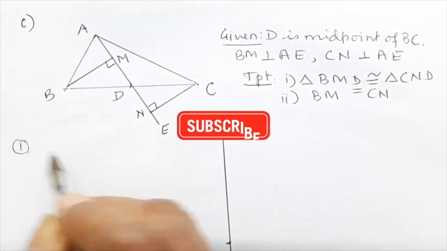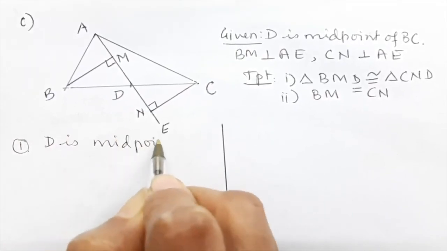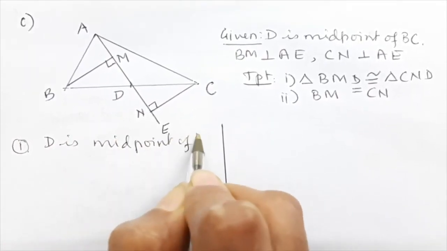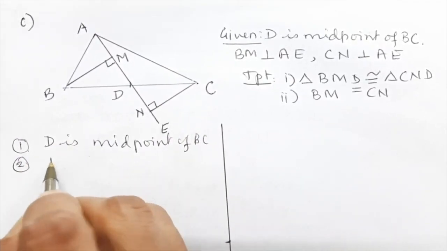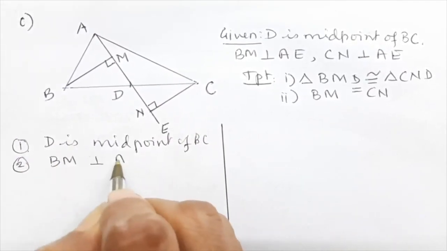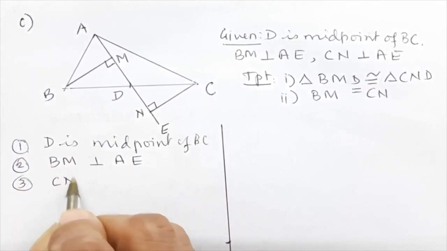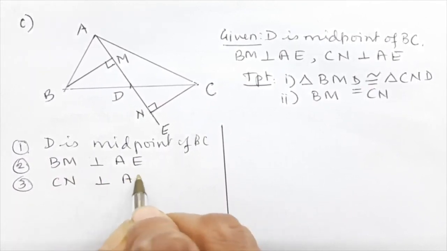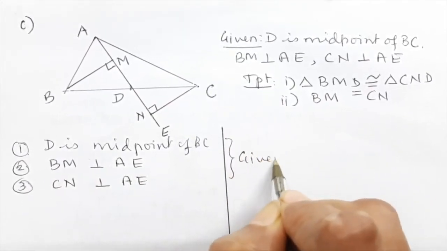Statement number 1 saying D is the midpoint of BC, which is given. Statement number 2, BM is perpendicular to AE. Statement number 3, CN is perpendicular to AE, and all this is given.